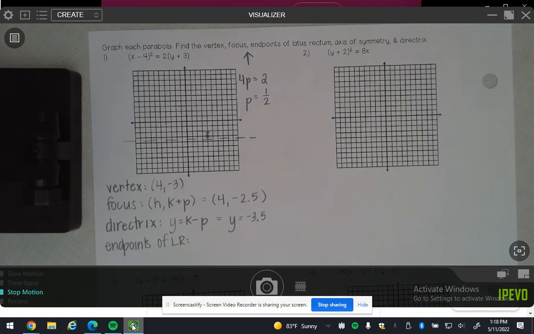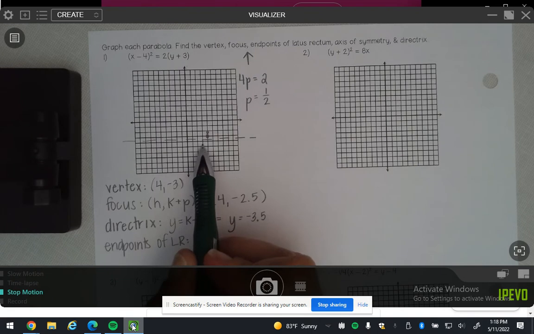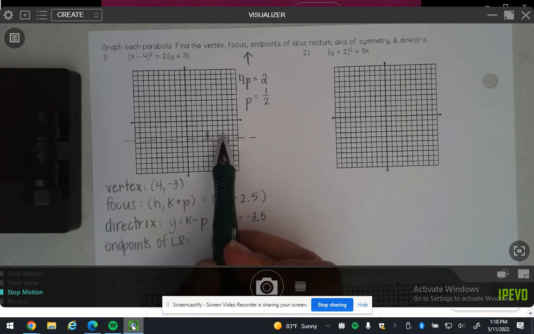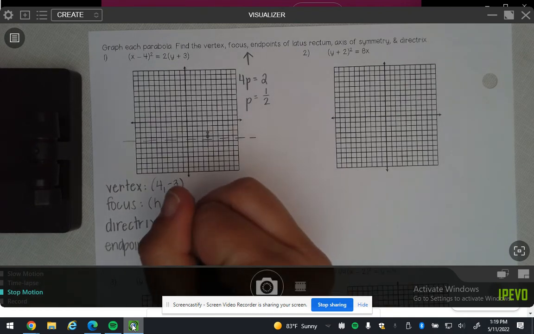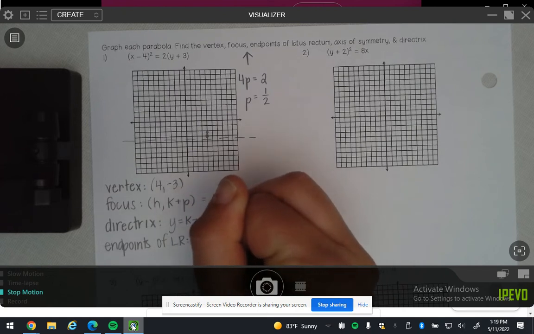This is when you guys really got to listen to me. Your LR runs through your focus, not your vertex. Okay? It's going to be a horizontal line that runs through this. If it's a horizontal line, that means my Y value is staying the same. So your endpoints of your LR are going to be H plus or minus 2P, comma K.